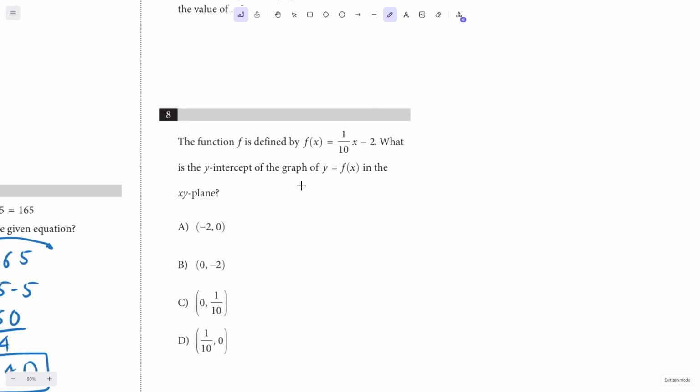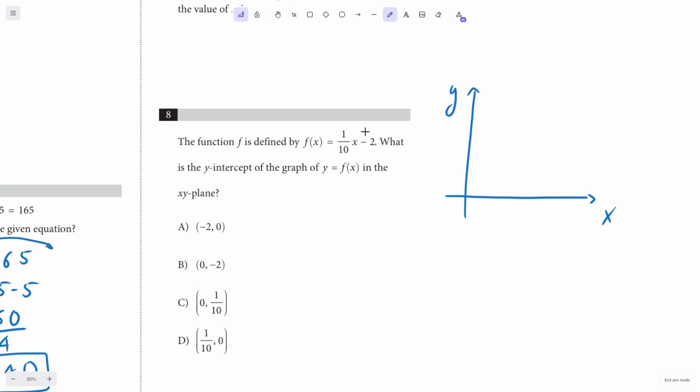Alright, moving on to the eighth problem. The function f is defined by f of x equal to 1 over 10x minus 2. What is the y-intercept of the graph of y equal to f of x in the xy plane? So this is our xy plane. This is the y-axis, this is the x-axis.